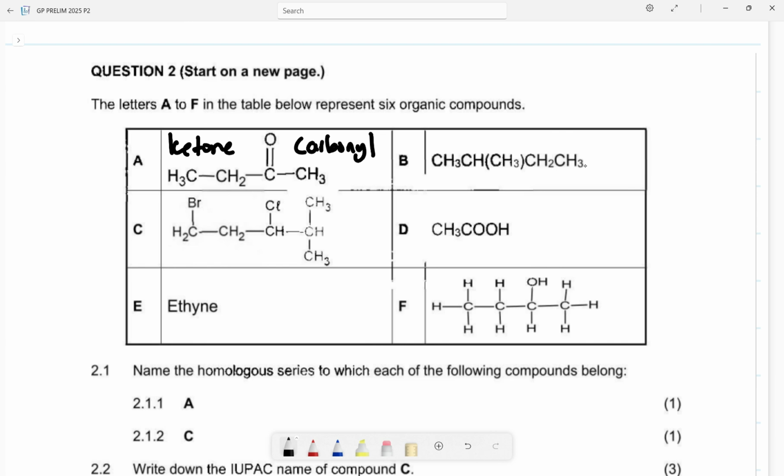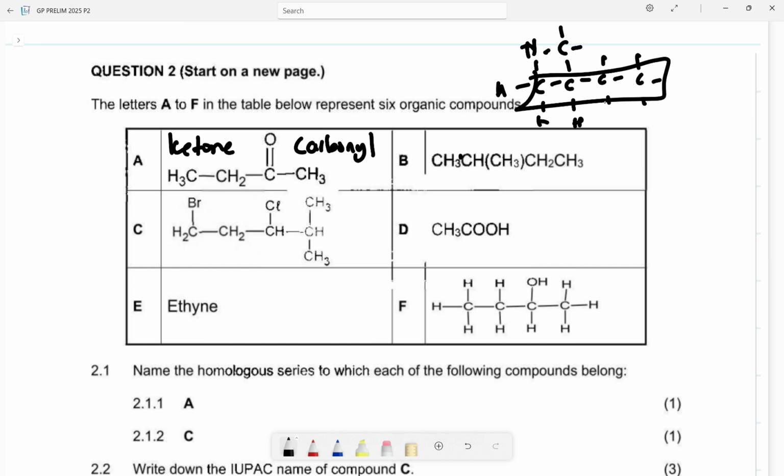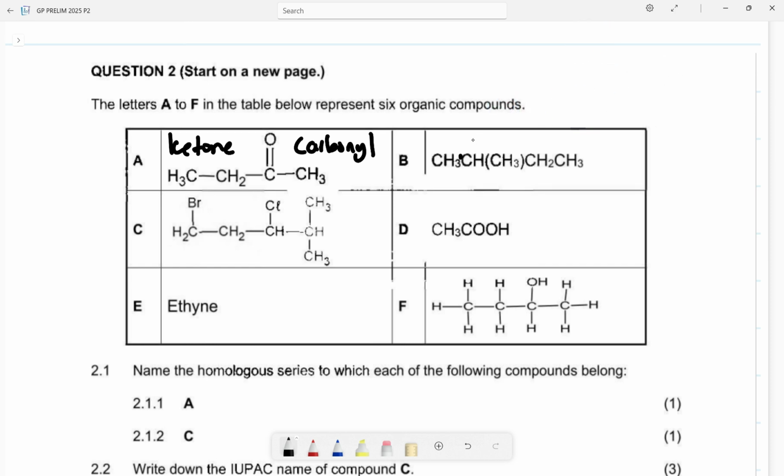Then CH3, CH, CH2, CH3. Let's try to visualize this. This represents a branch. So it's going to be CH3, CH, and they tell you that this is CH3. Can you see this is a branch? So I can write CH3 like this so that you see it, and then CH2, CH3. Can you see that my longest chain is here? So this is just an alkane with a branch.